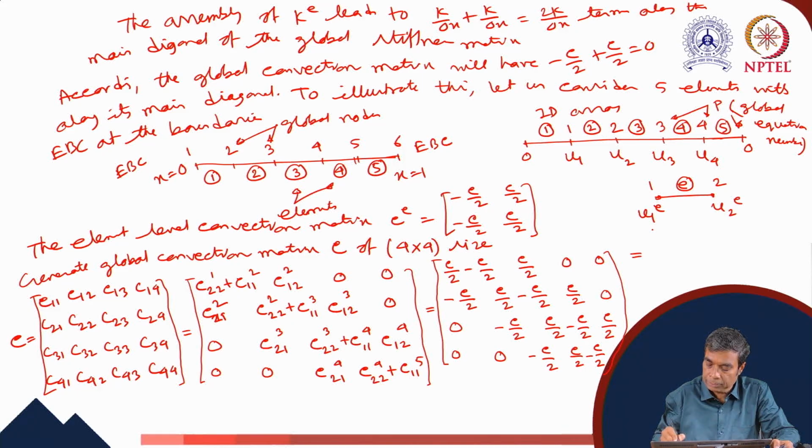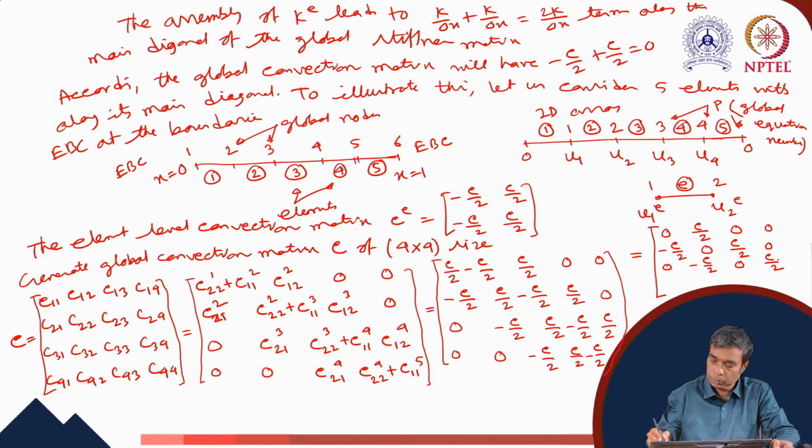So the final terms, we can write it as C by 2 minus C by 2. It is 0. Next is C by 2. Next is 0 and 0. Then we have minus C by 2, 0. C by 2, 0. Then we have 0 minus C by 2, 0. C by 2. In the last row, we have 0, 0 minus C by 2 and 0. So we have generated the 4 by 4 matrix.